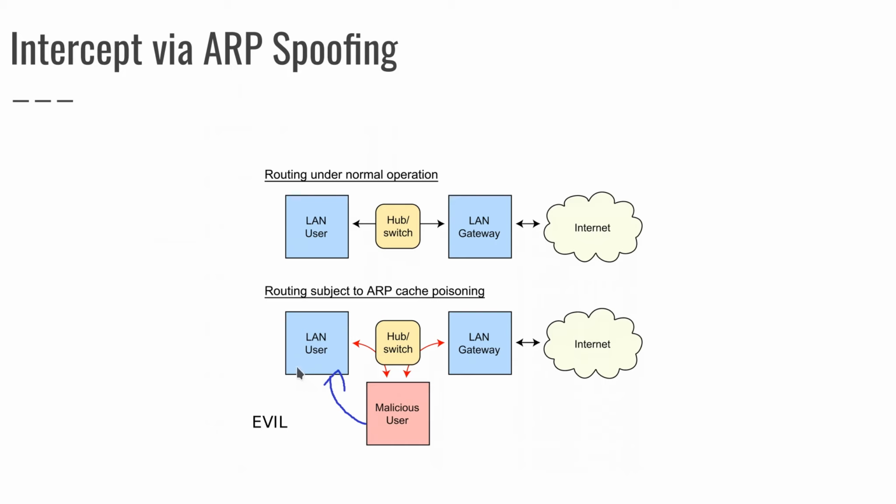and the user has no chance of knowing if that's actually the real MAC address of the gateway. So from now on, he's gonna send all his packets that he wants to send to the internet to our MAC address. And we then forward it to the actual gateway because we know the real MAC address of the gateway, and it forwards it to the internet.